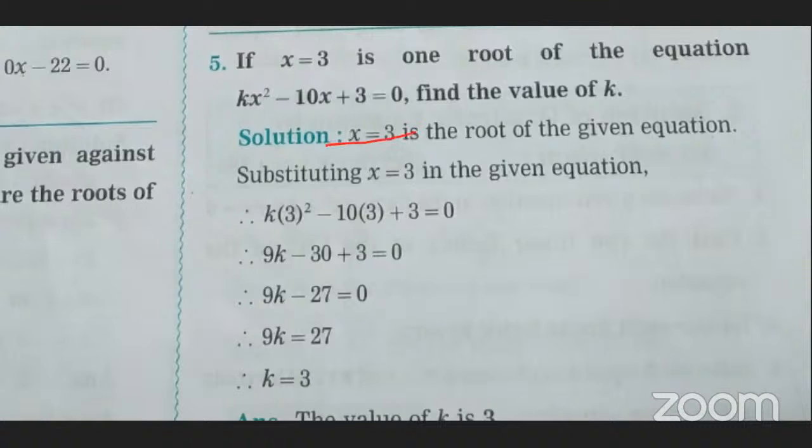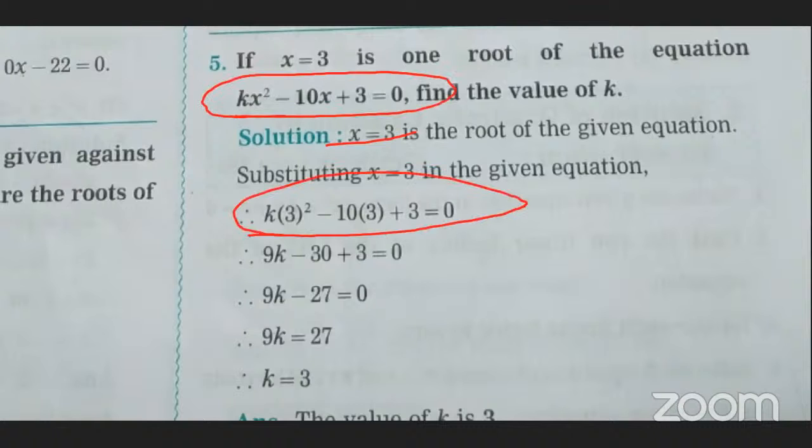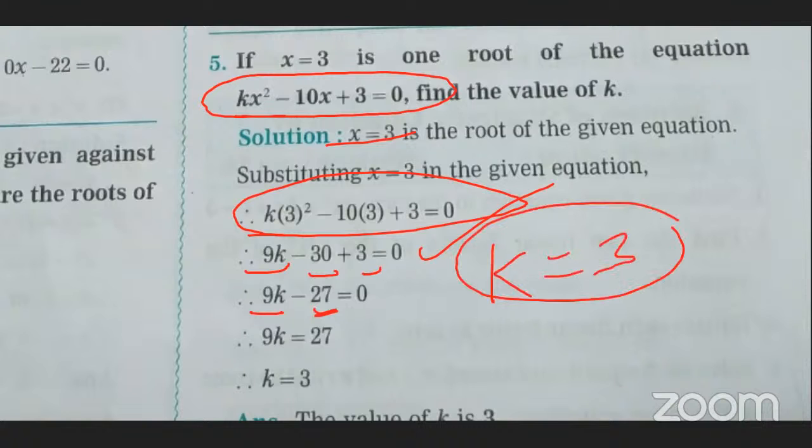x equals 3. 3 square is 9, so 9k, minus 10 into 3 is 30, plus 3 equals 0. So 9k, 30 minus 3 is 27. 9k is 27, k equals 27 divided by 9, which is 3. Nine k equals 27, k equals 3.